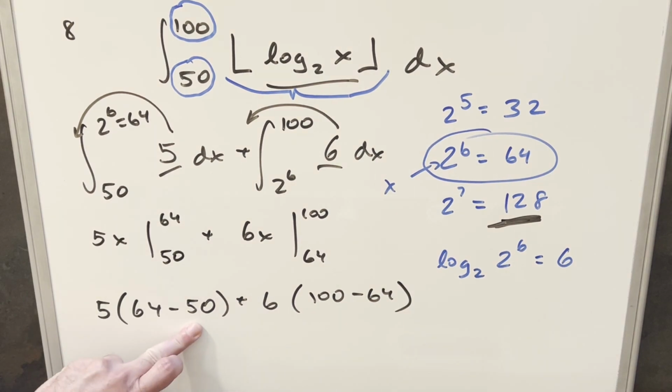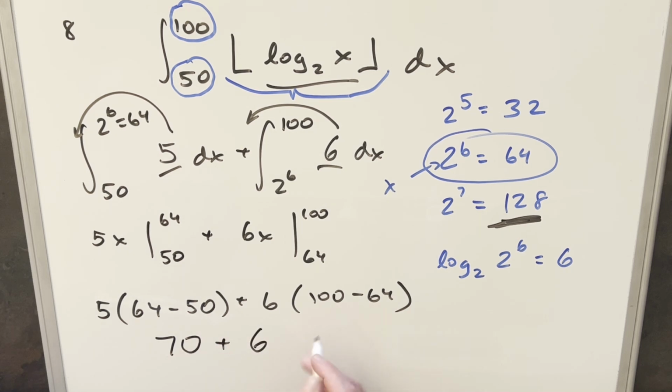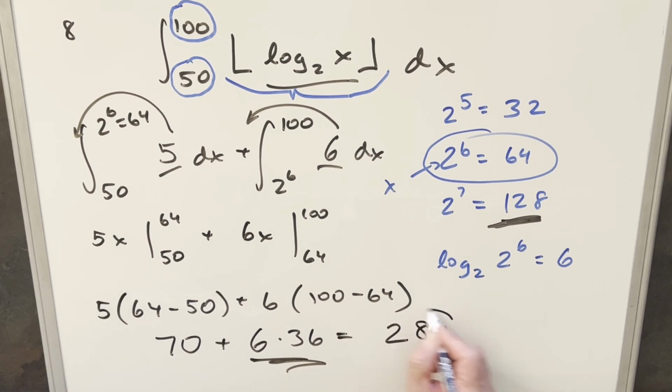64 minus 50 is 14, times 5 is going to be 70. Here, we're going to have 6 times the difference, which is 36. This here is the same thing as 6 cubed, 216. 216 plus 70 gives me my final solution of just 286.